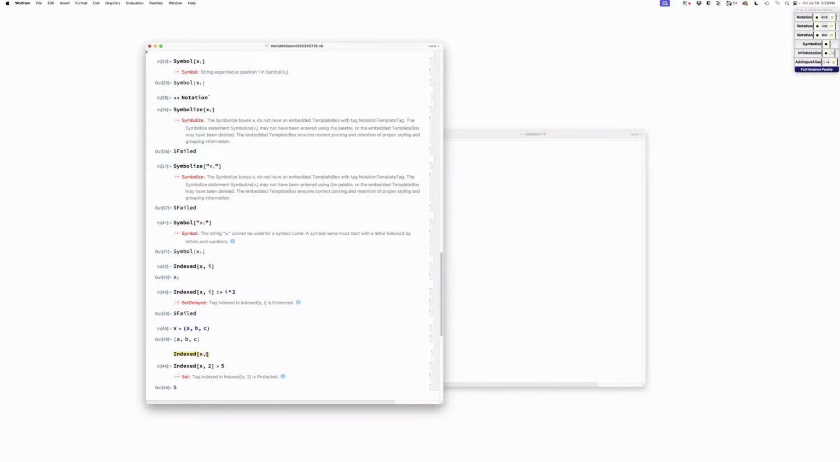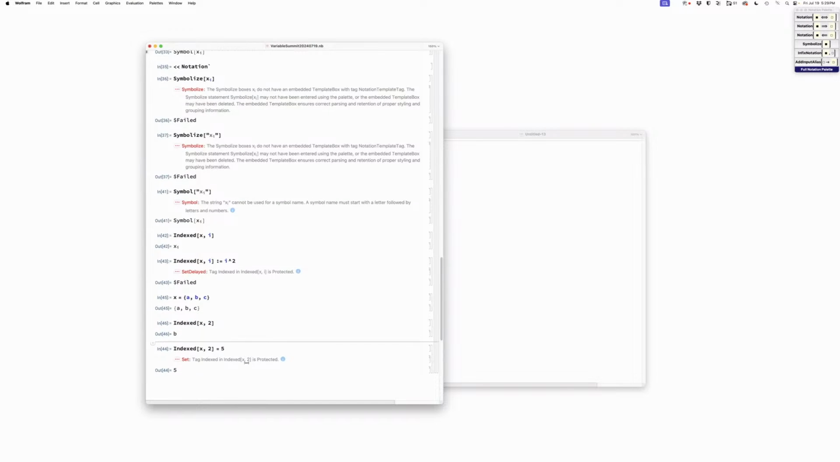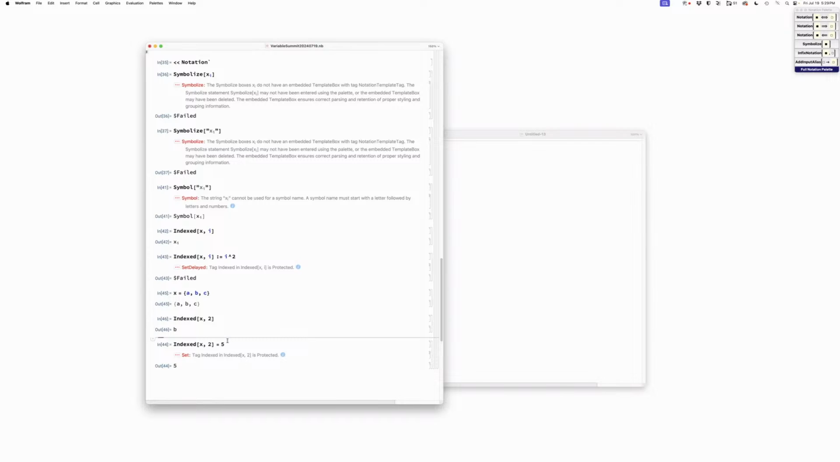So Indexed of x comma 2 will now evaluate to b. Which is what you get if you say it equals 5 — just try equals 5. It sounds like it probably won't work, but okay, fine. It could have worked, and it might maybe work in the future or something.